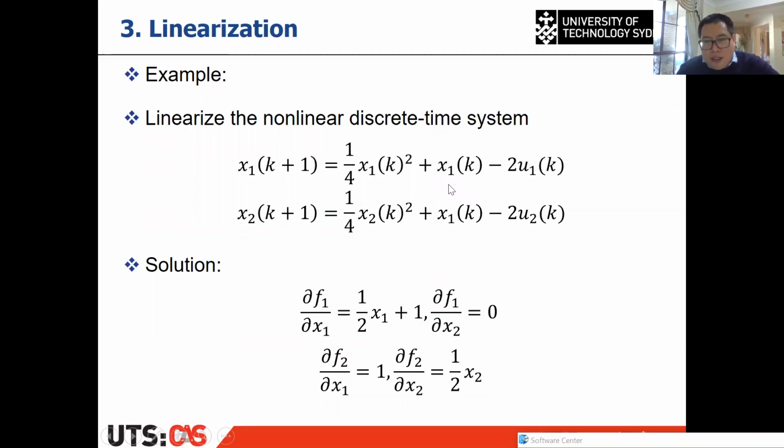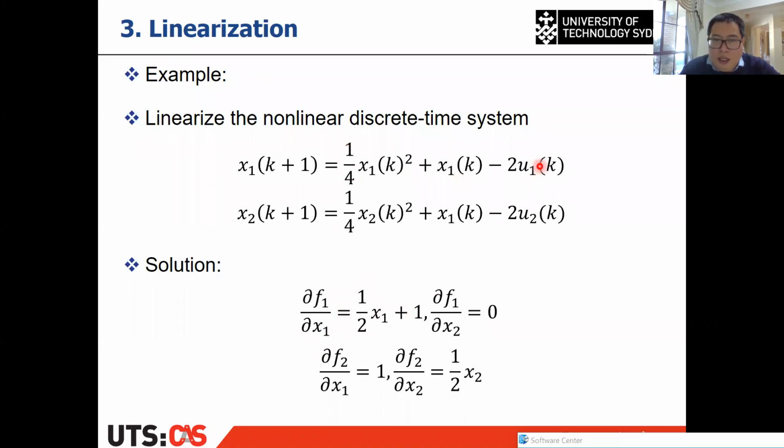And first we can calculate the partial derivative of the function f with respect to x. In this case, we have two functions, f1 and f2. Then we also have two variables, x1 and x2, right? So we can calculate first the partial derivative of f1 with respect to x1, and that is equal to that, right?